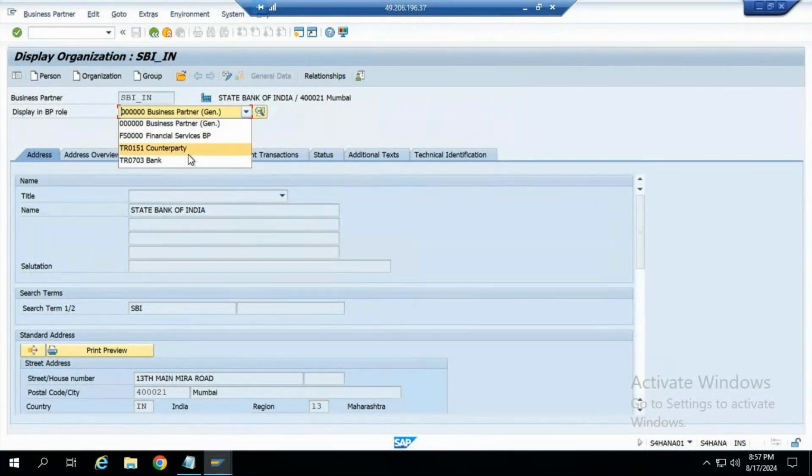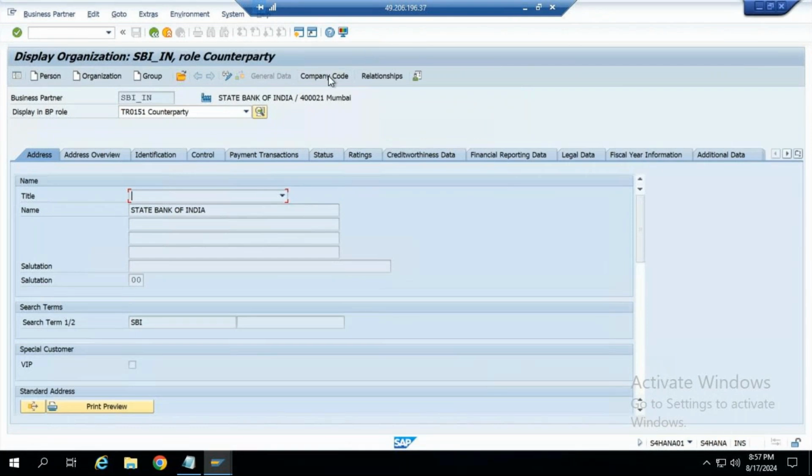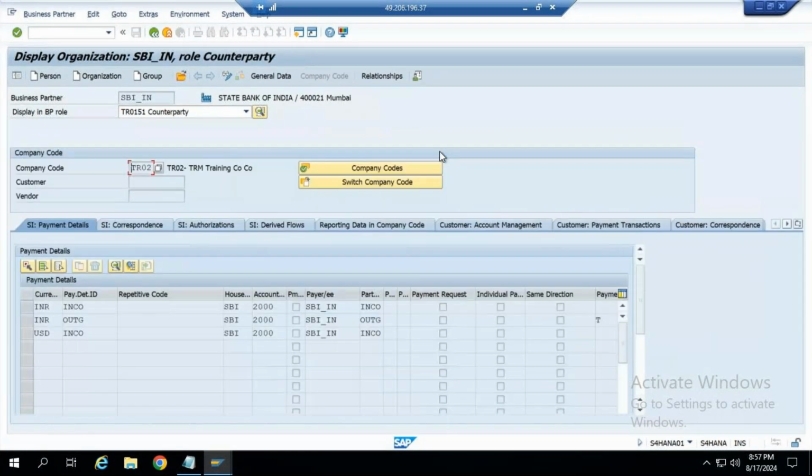So you can see these are the BP roles, and if you see these company code details, there are two segments: the general data segment and the company code segment. In the company code segment, the tabs are entirely different from your normal business partner. You can see SI payment details, SI correspondence, SI authorization, SI derived flows. What does SI stand for? It's called standing instructions. The correspondence is an automatic process of doing the settlement. Then authorizations and derived flow. So these are the various tabs you can see.